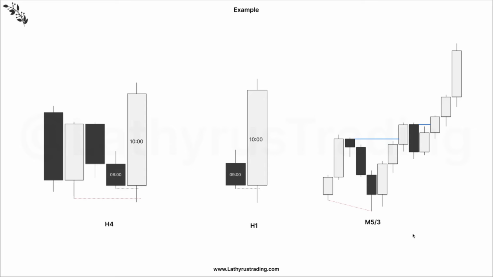As you see here on the M5 or the 3-minute chart, we show that there is SMT between these lows. This low right here represents this 9 a.m. low that you see price comes and sweeps. We have SMT at that low.